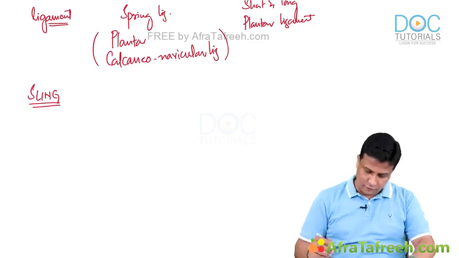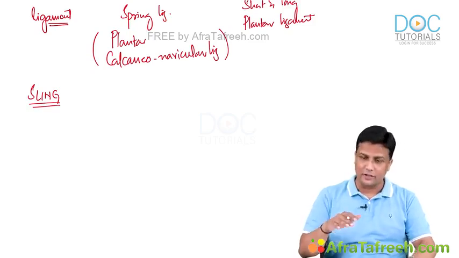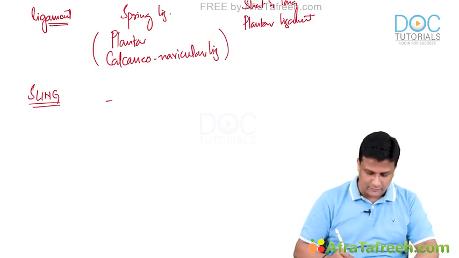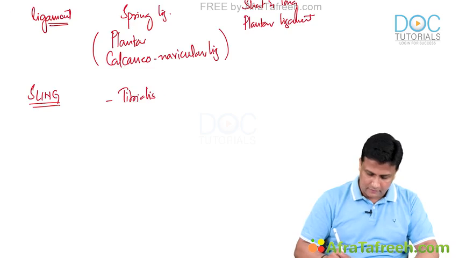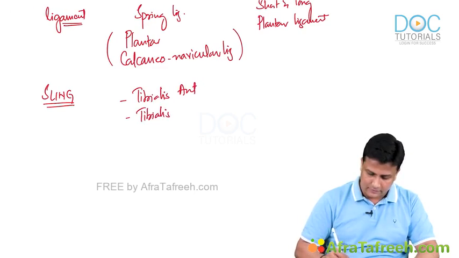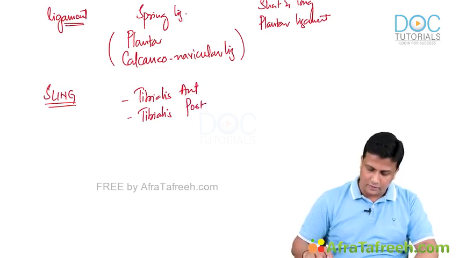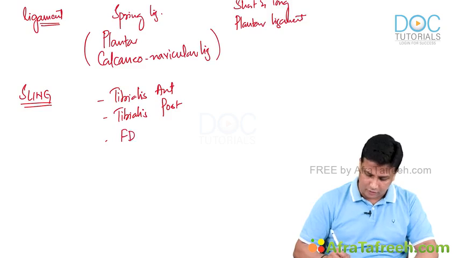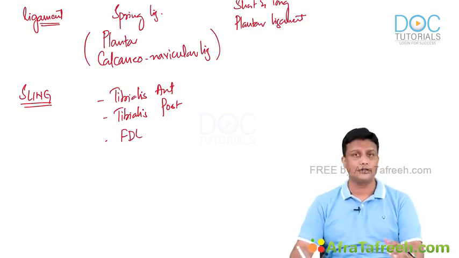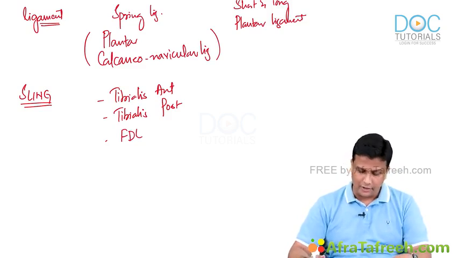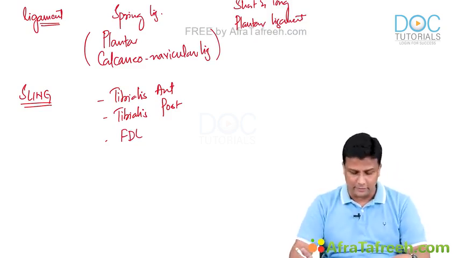So therefore the sling for the medial longitudinal arch, which is going to maintain it, will be your tibialis muscles. One will be the tibialis anterior, another one will be the tibialis posterior. And one more thing you have to remember here, just add that, is flexor digitorum longus also, the tendon of flexor digitorum longus. These are all maintaining the medial longitudinal arch. The arch is maintained by them.